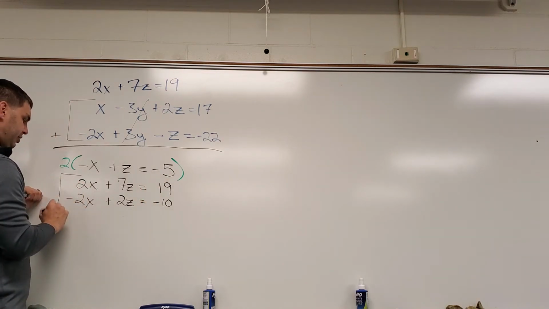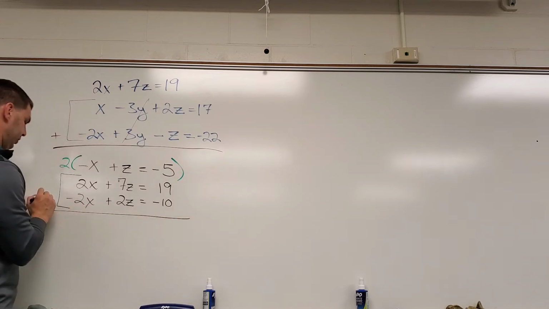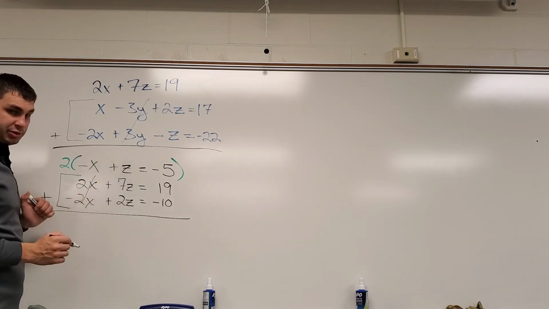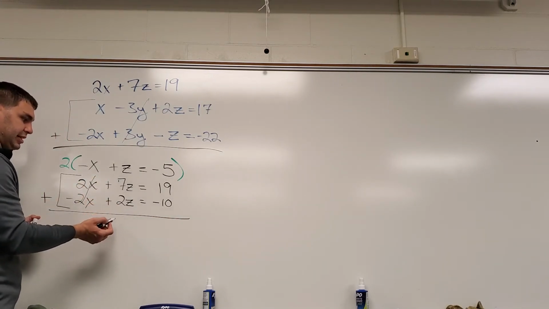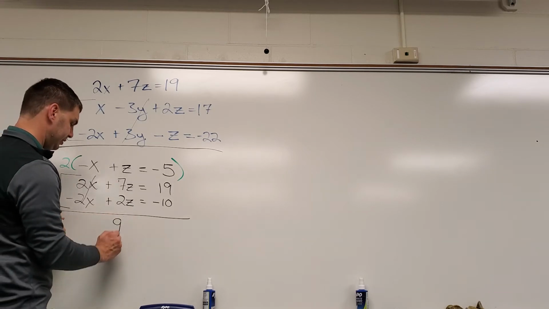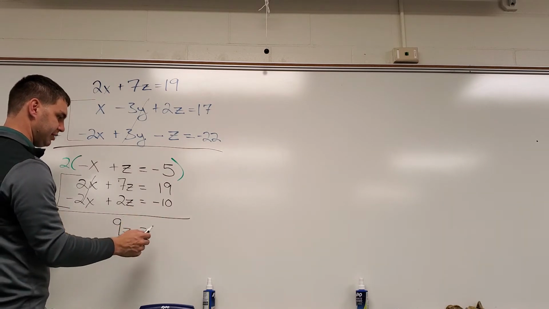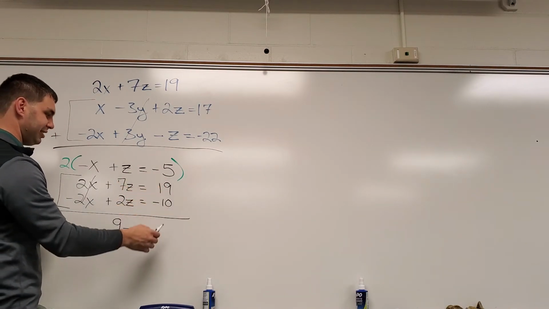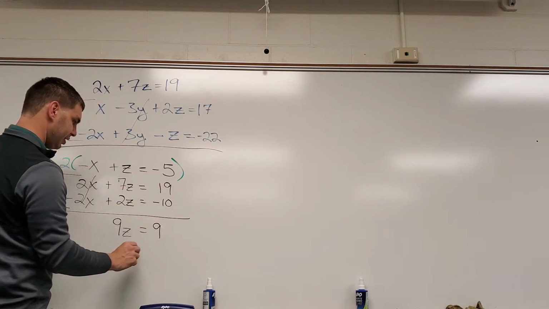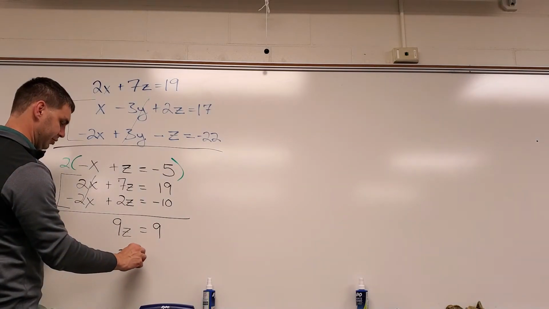Okay, so now these two, if I add those together, the x's will eliminate, which is really good. 7z plus 2z is 9z. And positive 19 minus 10 is 9. And that's going to give me z equals 1.